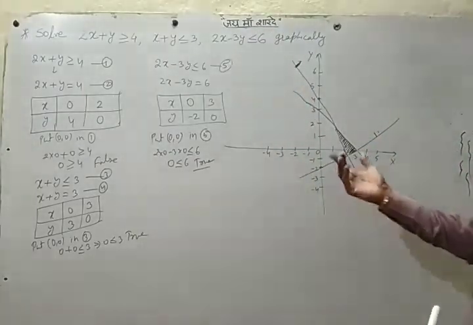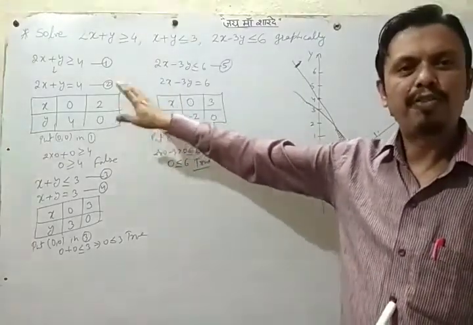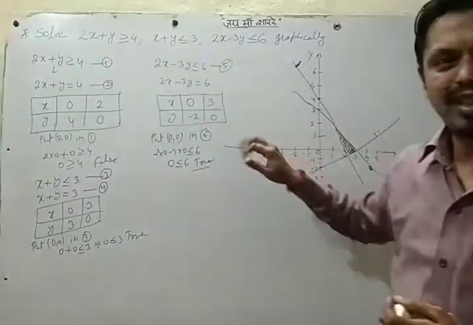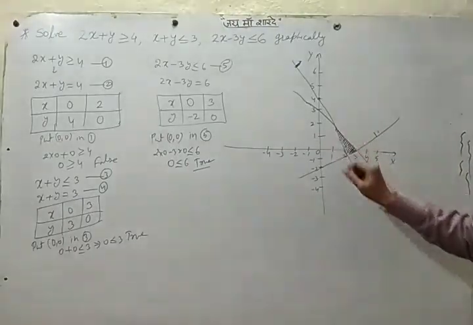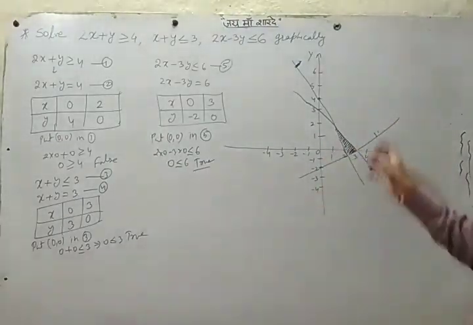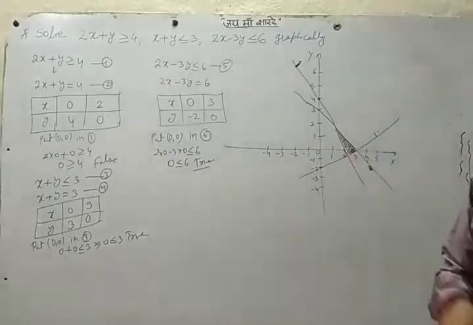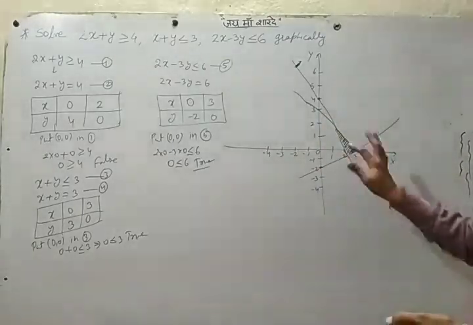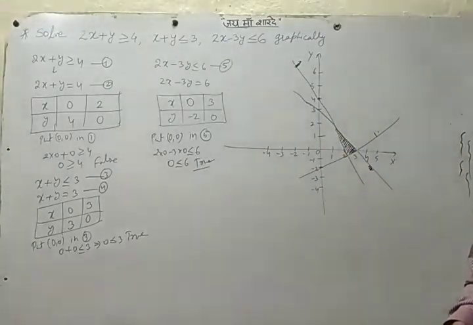So first draw the graphs of each inequation separately on the same graph and find their solutions. After that, find the common shaded region. That will be our required solution.